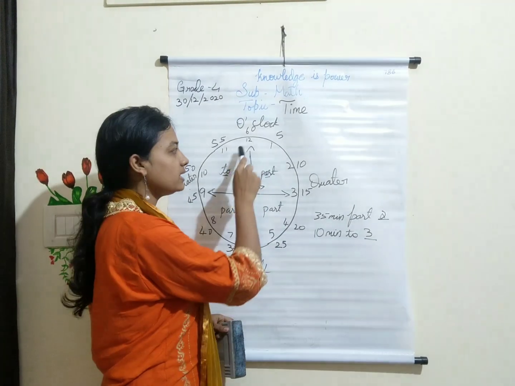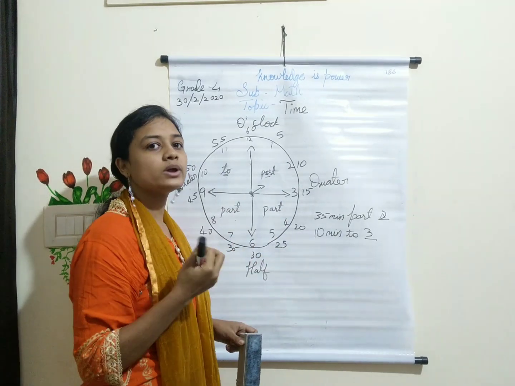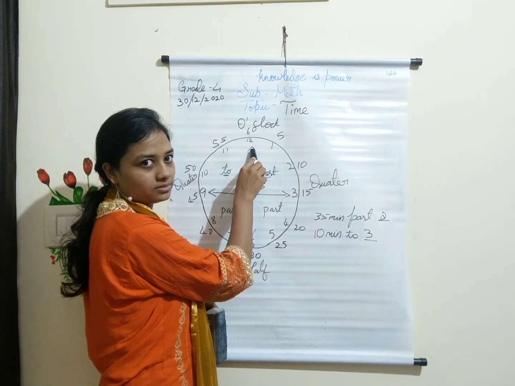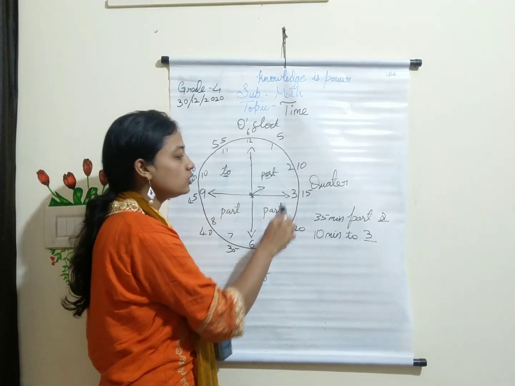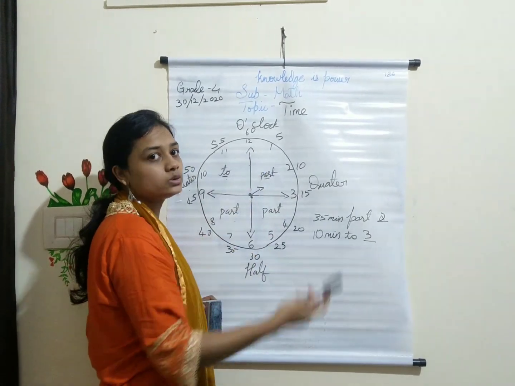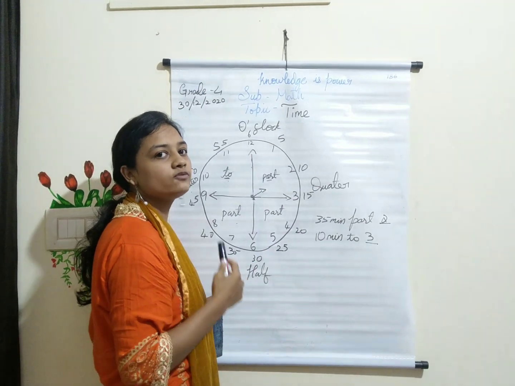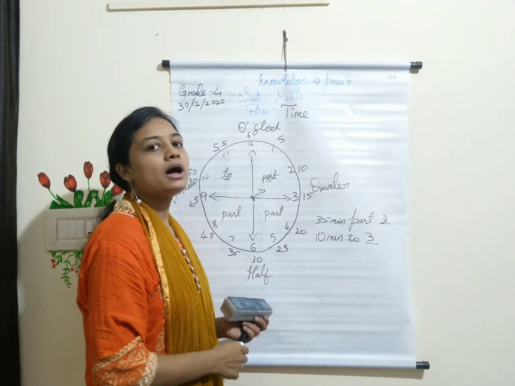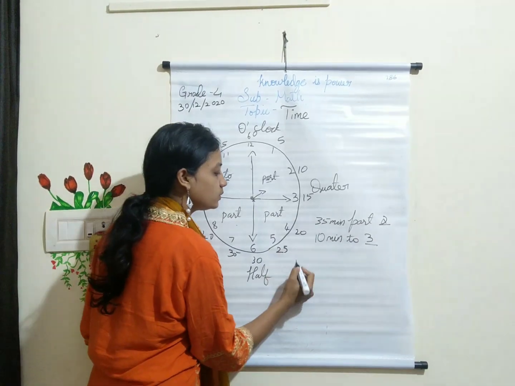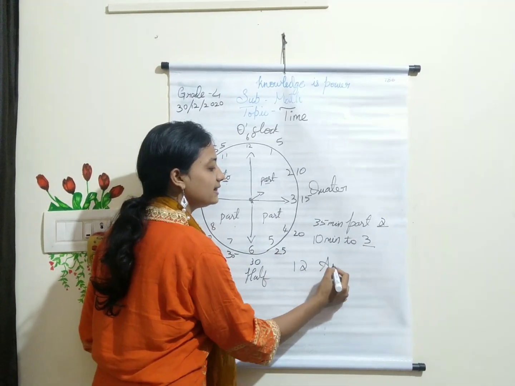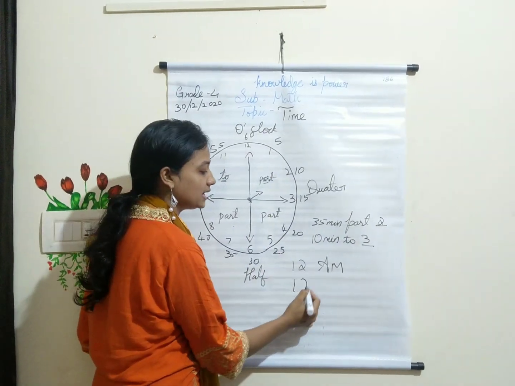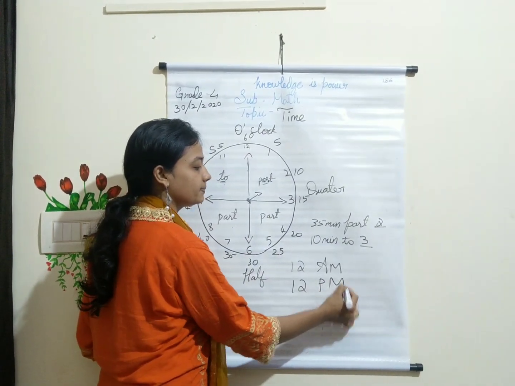A small hand makes 2 rounds to complete 24 hours. First, it completes 12 hours. Again, it goes one more round to complete another 12 hours, which makes 24 hours. So the first 12 hours, we calculate as AM. Again, it goes the second round of 12 hours, that will be called PM.